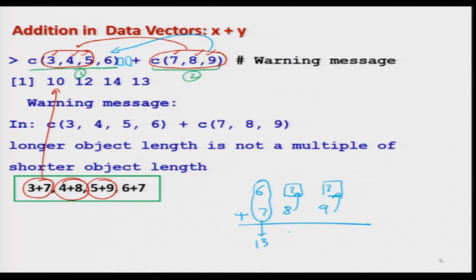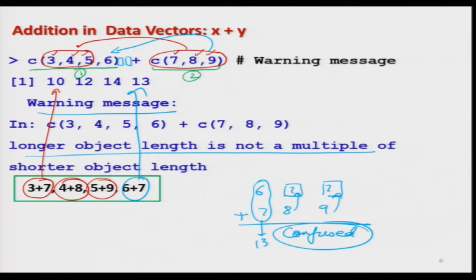So now after this, R gets confused about what to do, and R is not actually sure whether you have made this data vector intentionally or by some mistake. So that is why it will add 6 and 7 and give you the answer 13, but it will also give you a warning message. The warning message is trying to say that the longer object length is not a multiple of the shorter object length.